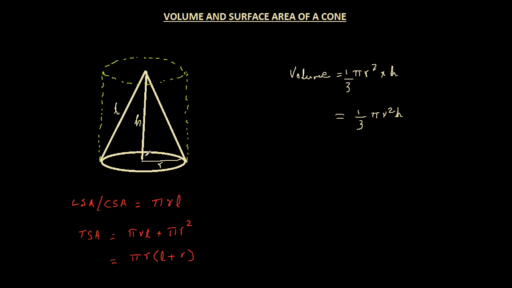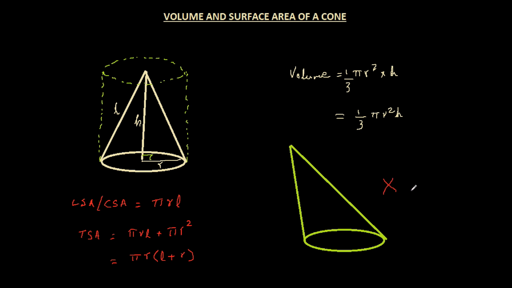But I must tell you that this works only for right circular cones, where the height and the radius of the base make a perpendicular. So in this case, if we connect the vertex of this cone to the center of the base, it is not going to be a perpendicular and therefore it cannot be called a right circular cone. So these formulas will not work for such a cone. It works only for a right circular cone.